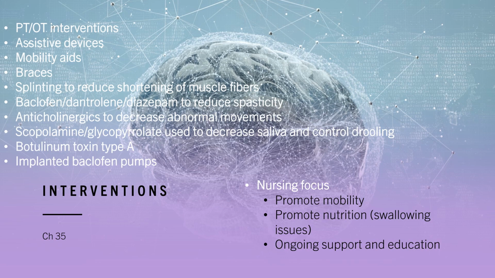Something that's also very popular is implanted baclofen pumps, because in order for baclofen to really slow down the muscle spasticity, it needs to be at a constant level. So having an implanted pump is very good for the patient who is just having problems with spasticity interfering with their day-to-day life.